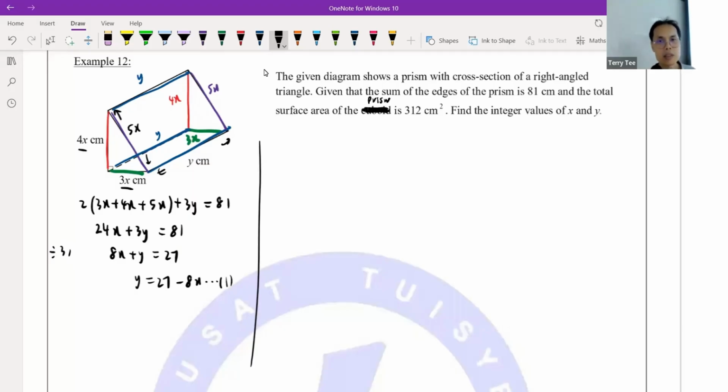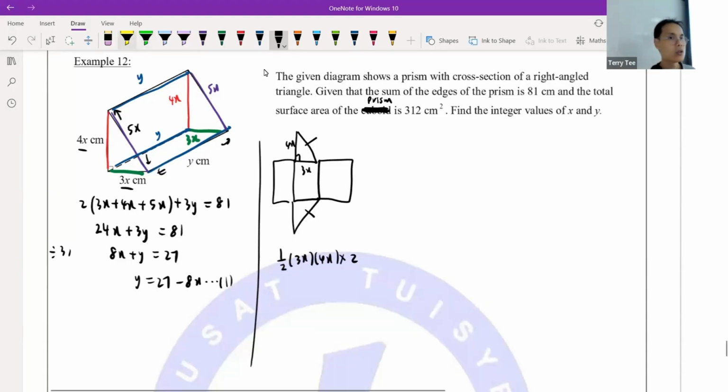The prism's sum of edges gives the first equation. The second equation is your total surface area. If you open up the layout or the net, what you see is this. There are 5 faces. Now, these two are the same, the top and bottom. We find this area using half times base times height, so half times 3x times 4x. Then you times 2, because I have 2 of them.